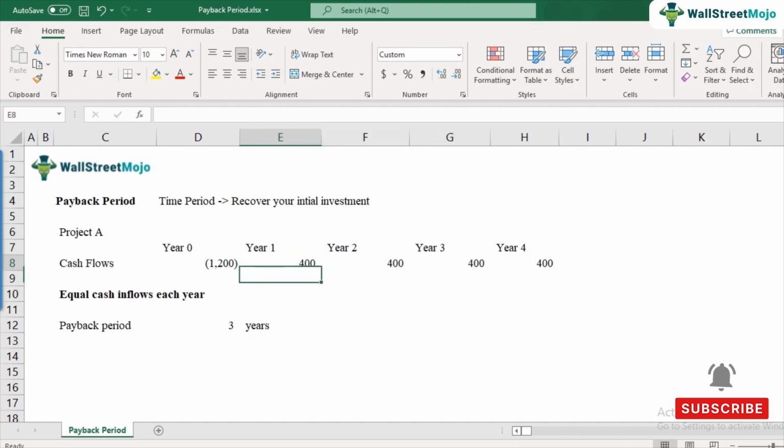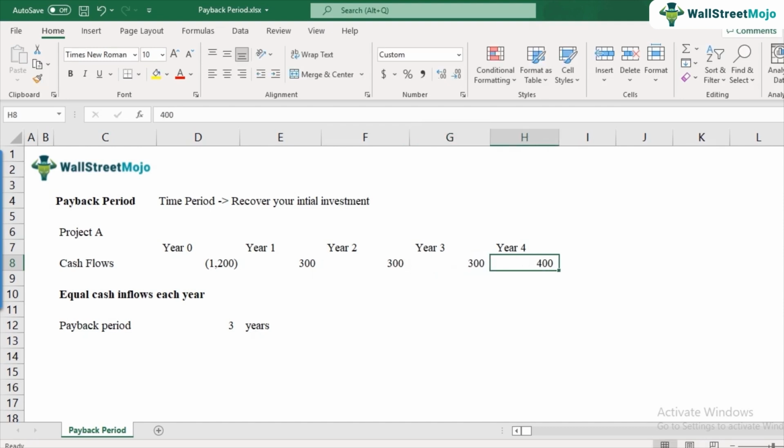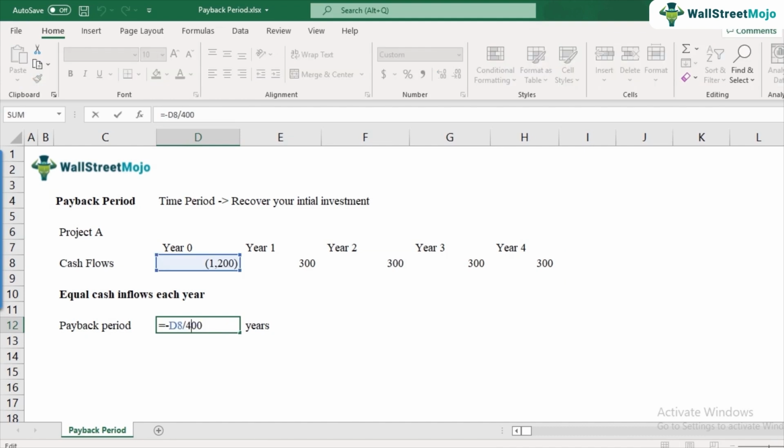Let's assume that this was 300, okay? So instead of 400, this was 300 each year. So let me do that. So how much will be the payback period in this case? If it is 300, 300, 300, 300, it will take 4 years to recover the original investment, right? So instead of 3 years, 400, I'll put 300, and this will lead to 4 years, correct?